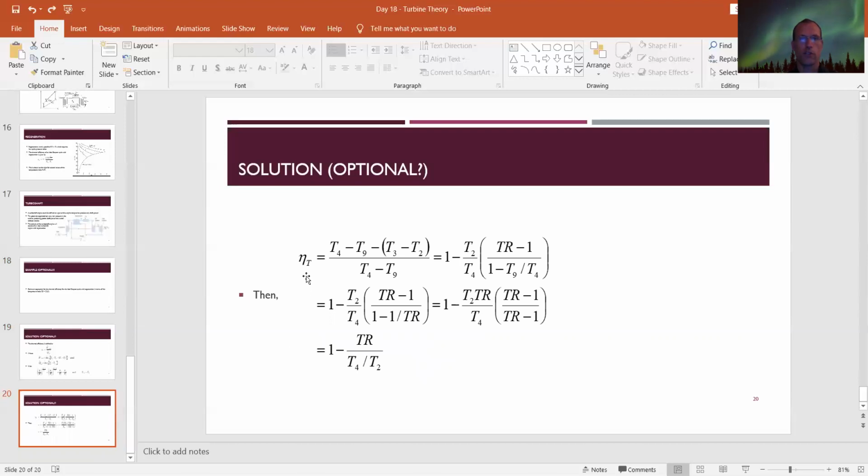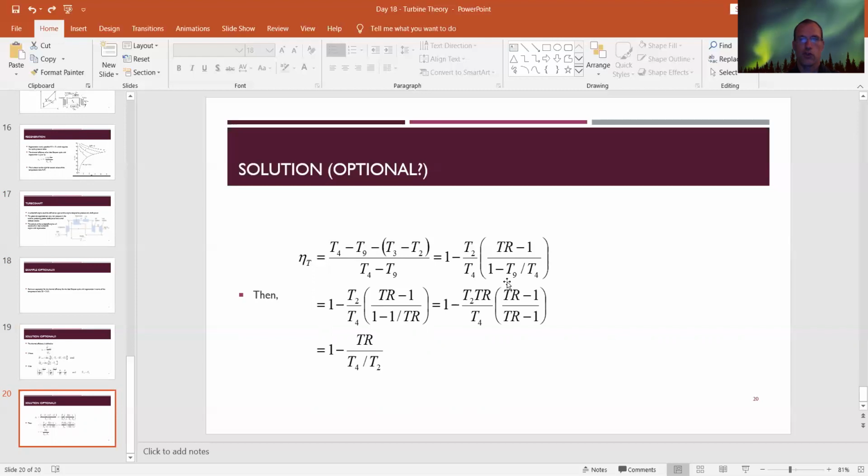And so plugging those into my thermal efficiency, net work out, m dot and Cp all cancel out: T4 minus T9 minus T3 minus T2, and then same thing for the bottom, m dot Cp cancels out. I have T4 minus, again, now T3.5 is now T9. So T4 minus T9 over T4 minus T9 gives me a 1. From the top, I want to pull out a T2. So on the top, I have T3 over T2, which is exactly my temperature ratio. T2 over T2 is 1. From the bottom, I want to pull out a T4. So T4 over T4 again is 1, and T9 over T4 at the end of that.